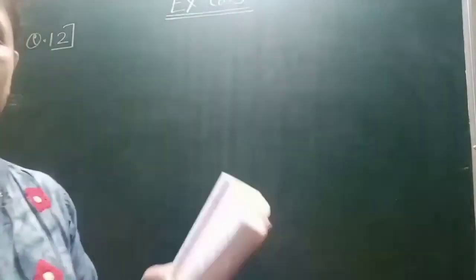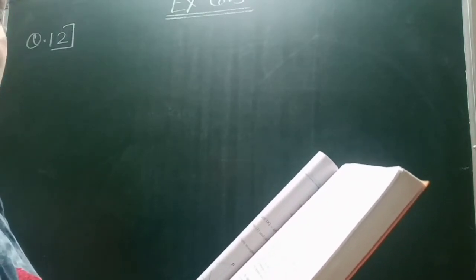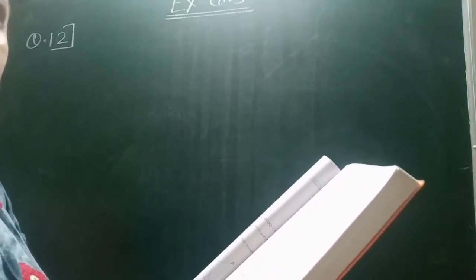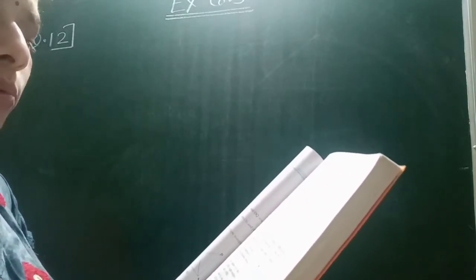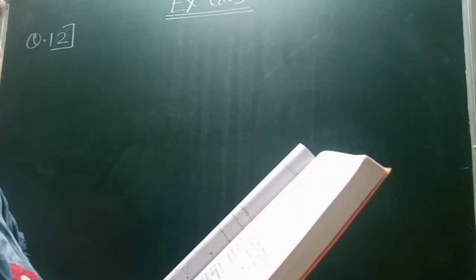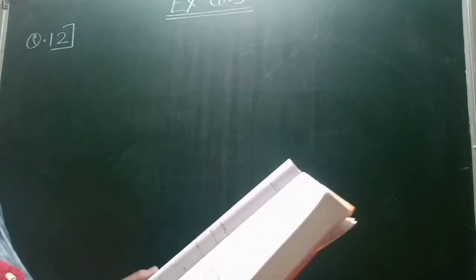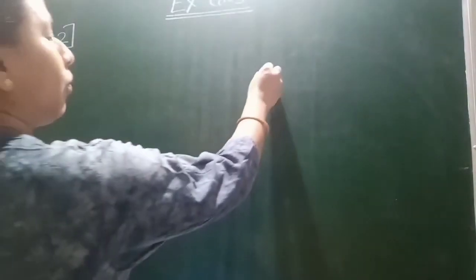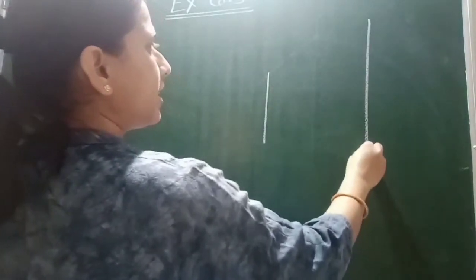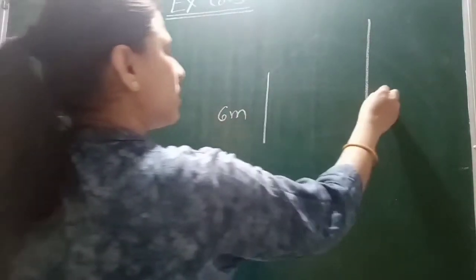Question number 12 is, two poles of height 6 meter and 11 meter stand on a plain ground. If the distance between the feet of the poles of two is 12 meter, find the distance between their tops. So student, obviously first we will make two poles. One is having height 6 meter and another pole is having height 11 meter. Okay, 6 meter and this one is your 11 meter.